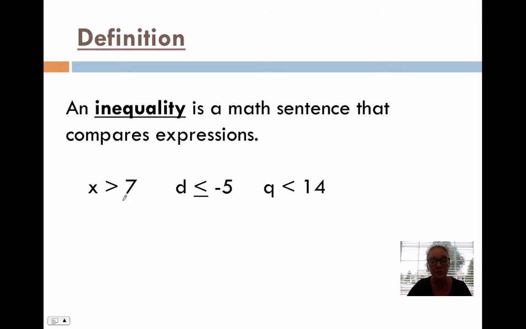So you remember from last week, an inequality is a math sentence that compares expressions. So this is a comparison that tells us that x is greater than 7. Here, this tells us that d is less than or equal to -5, and here q is less than 14. So it's a math sentence that compares expressions.